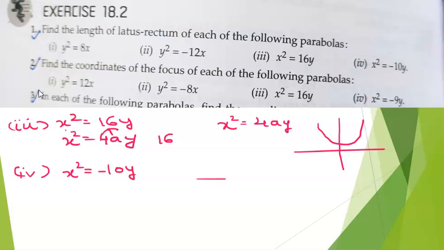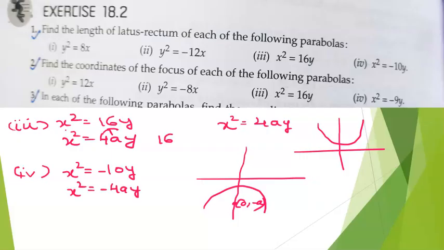Fourth part is x square is equal to minus 10y. What kind of parabola is this? It is an even power of x, so it will be symmetric about the y-axis and negative, so it will be a downward parabola. Here the point will be 0, minus a. Is it clear, students? Compare x square is equal to minus 4ay. Negative and negative cancel, so 4a is equal to 10.